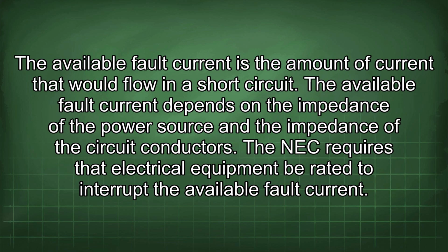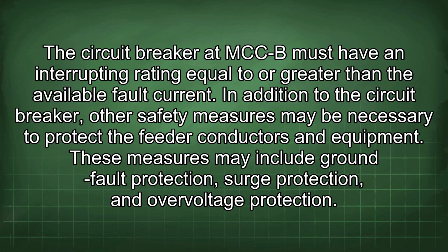The available fault current is the amount of current that would flow in a short circuit. The available fault current depends on the impedance of the power source and the impedance of the circuit conductors. The NEC requires that electrical equipment be rated to interrupt the available fault current. The circuit breaker at MCC-B must have an interrupting rating equal to or greater than the available fault current.